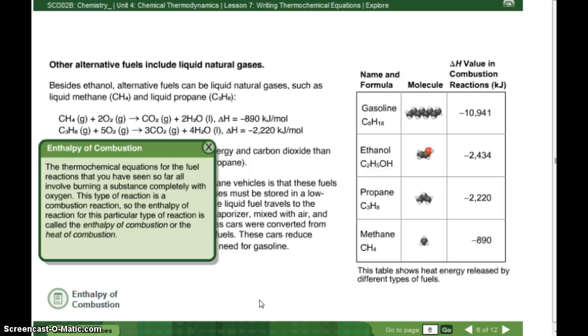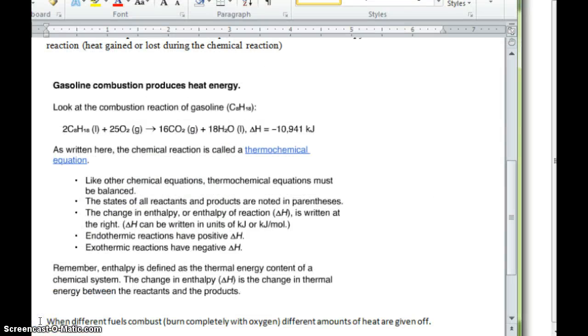Enthalpy of combustion. The thermochemical equations for the fuel reactions that you have seen so far all involve burning a substance completely with oxygen. This type of reaction is a combustion reaction, so combustion needs oxygen. So the enthalpy of reaction for the particular type of reaction is called the enthalpy of combustion, or the heat of combustion. And so what I added to our notes: when different fuels combust or burn completely with oxygen, different amounts of heat are given off.